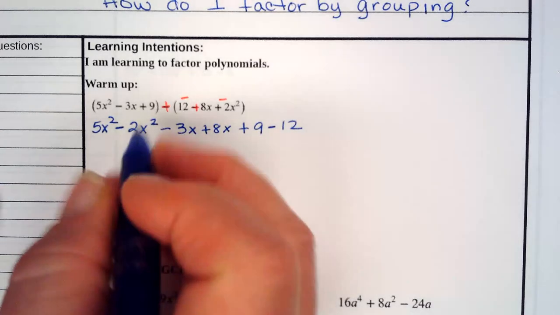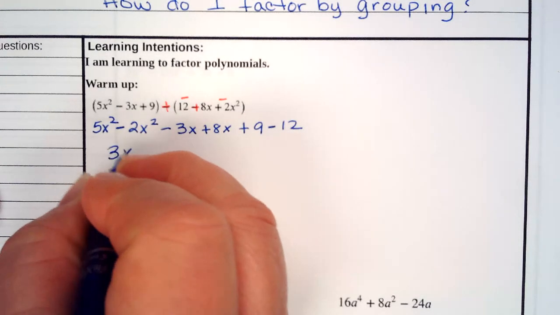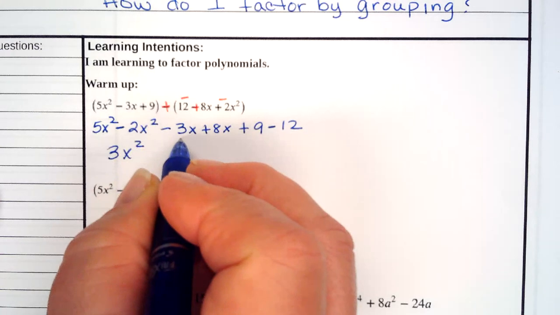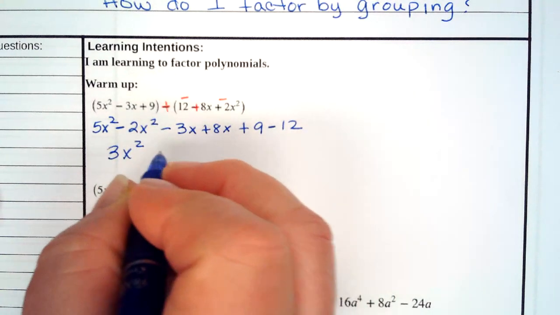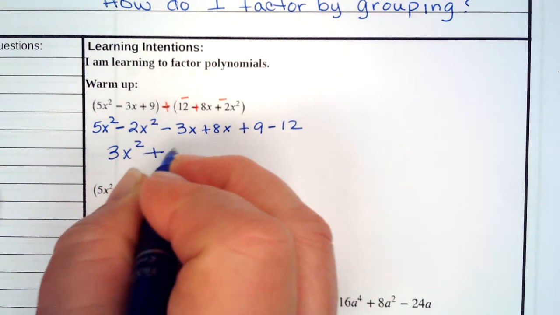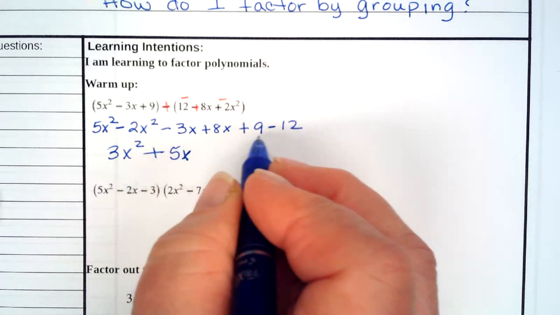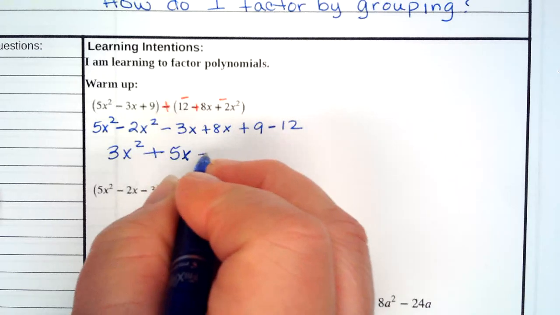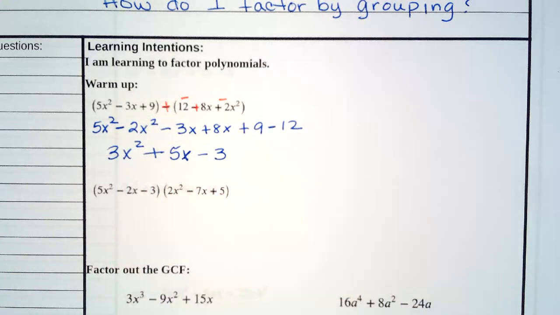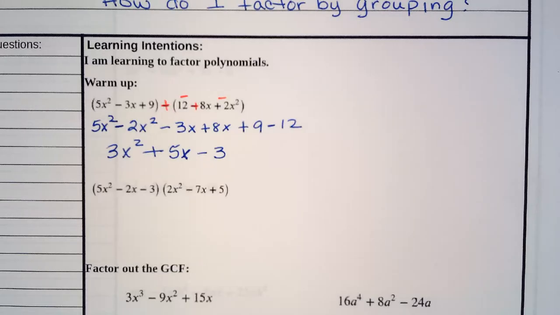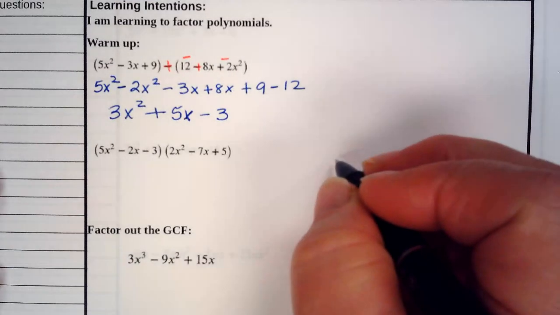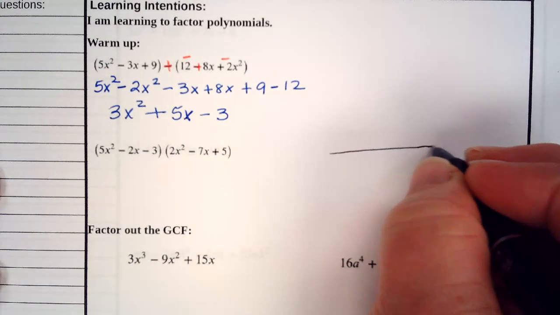5x squared minus 2x squared is 3x squared. Negative 3x plus 8x, 8 minus 3 is 5, plus 5x. And then negative 12 plus 9 is negative 3. And we're done. For the next one, it's probably easiest to use a 3x3 box to keep ourselves organized.